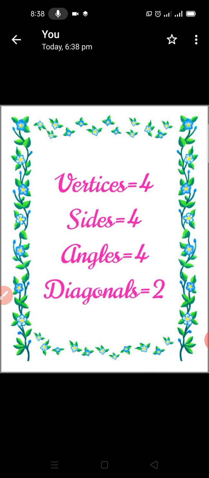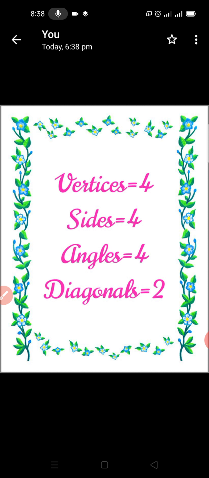This is a quadrilateral ABCD. Here, if you see, A, B, C, D are the 4 vertices for the given quadrilateral, and AB is one of the sides, BC is a second side, CD third side, and DA is a fourth side. We have 4 sides, and angle A, angle B, angle C, angle D. These are the 4 angles. So each and every quadrilateral has 4 vertices, 4 sides, and 4 angles.